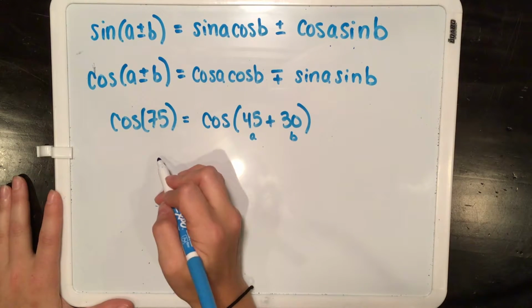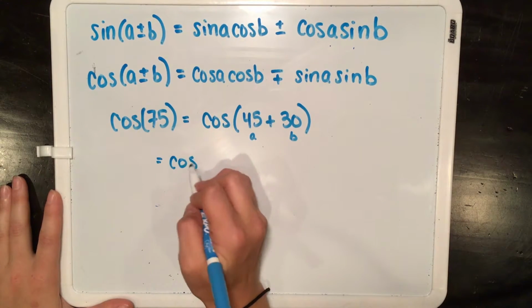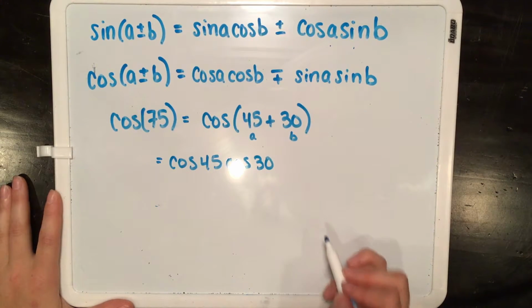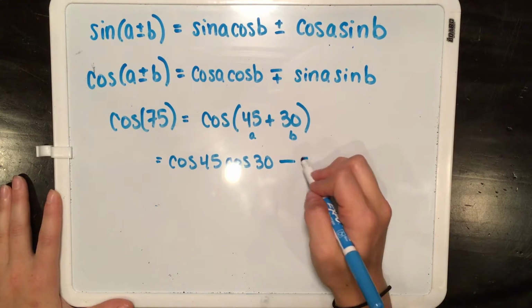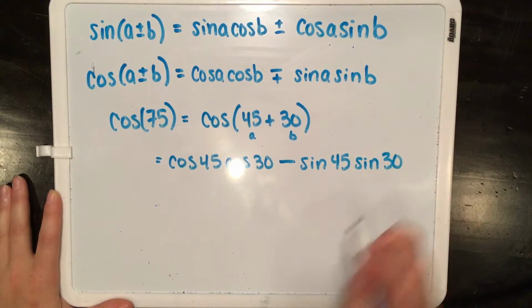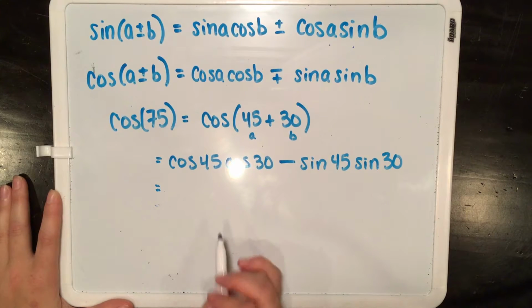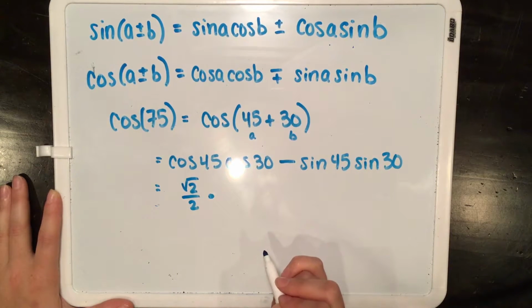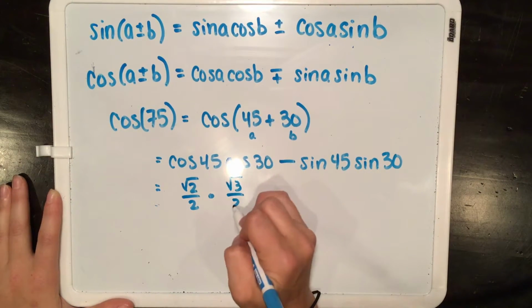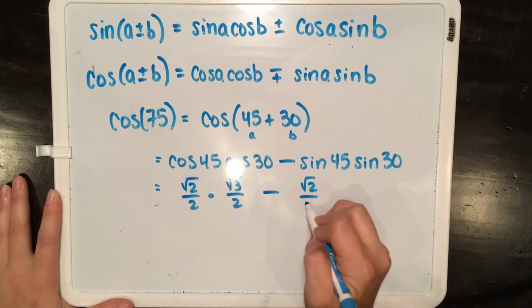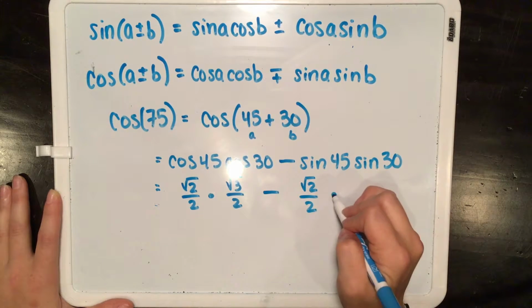So using the formula, we've got cosine of A, cosine of B, opposite sign, minus sine of A, sine of B. So now we can solve this using our values on the unit circle. Cosine of 45, square root of 2 over 2. Cosine of 30, square root of 3 over 2. Minus sine of 45, square root of 2 over 2. Sine of 30, 1/2.